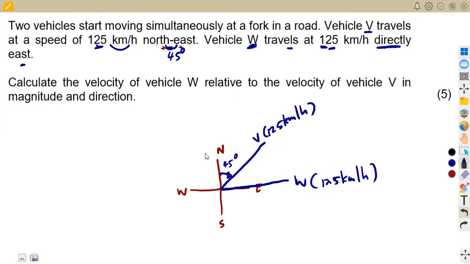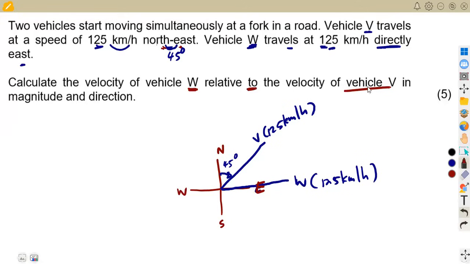It can be like that, but they are taken from different points. This one is taken directly in the east line. Take note, directly in the east. This one is taken between north and east, northeast. So the question here is the most important part: calculate the velocity of vehicle W relative to the velocity of vehicle V. That is the most important.